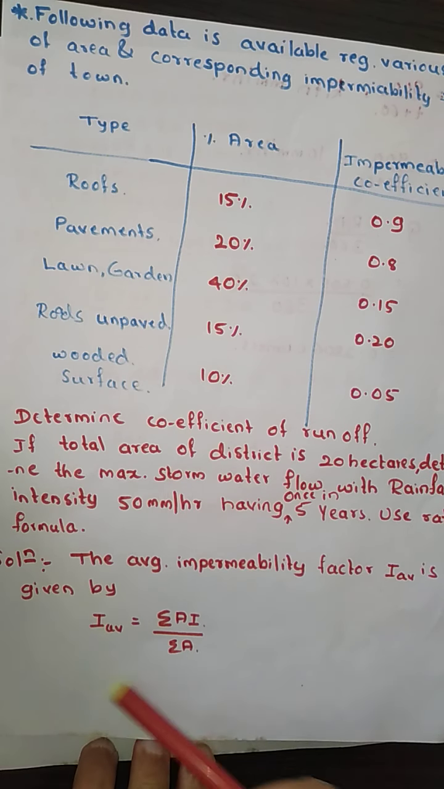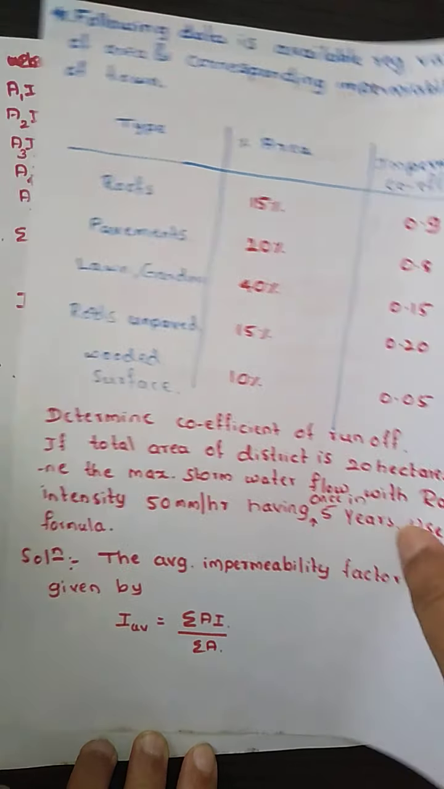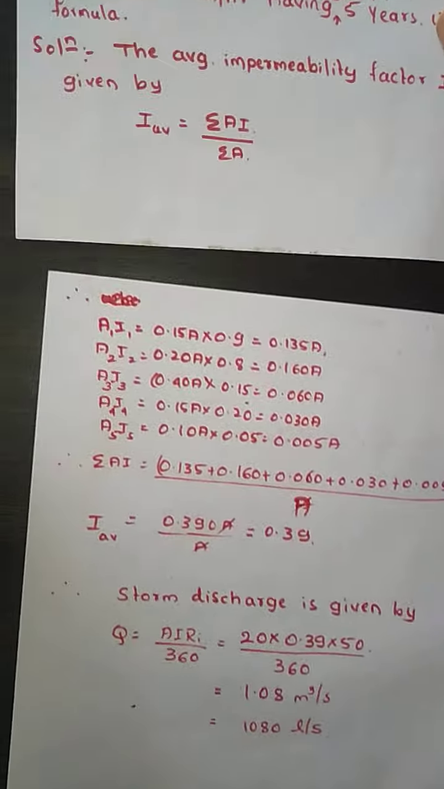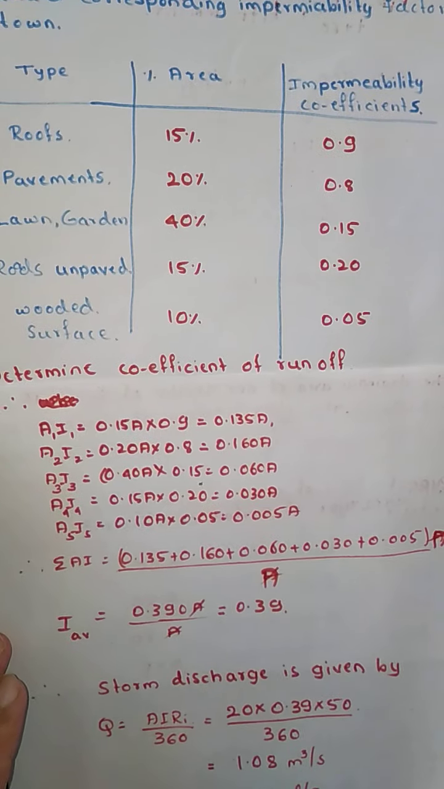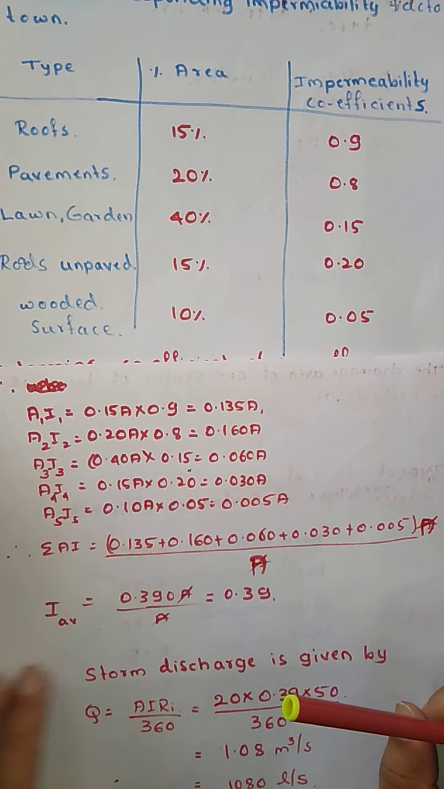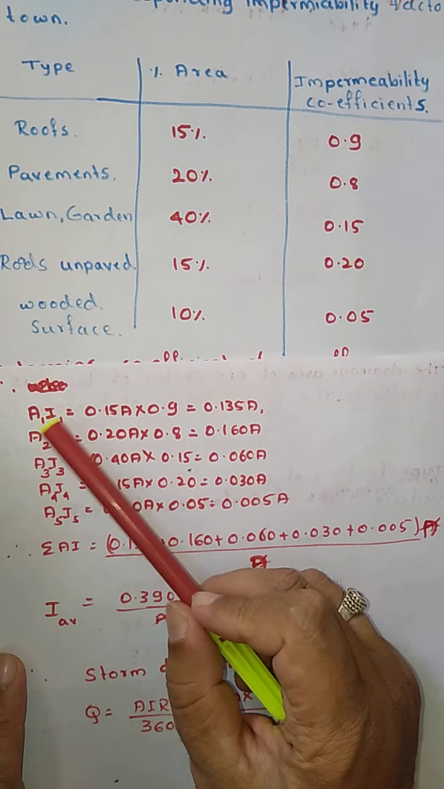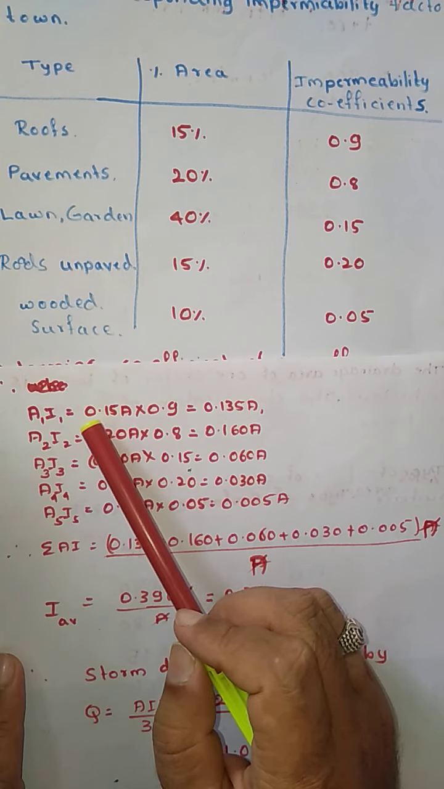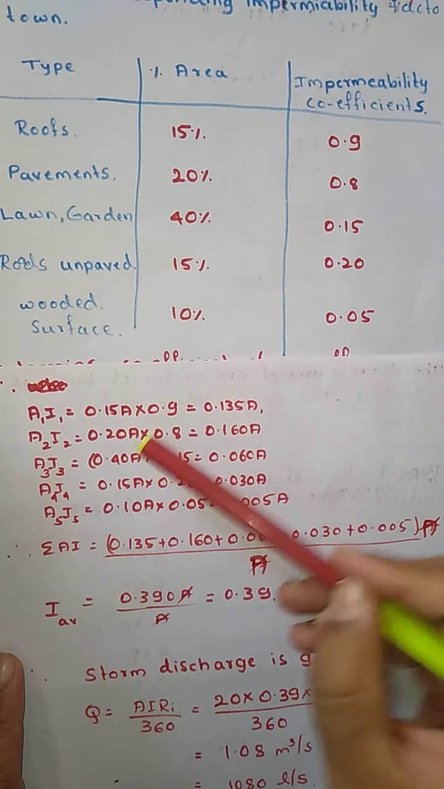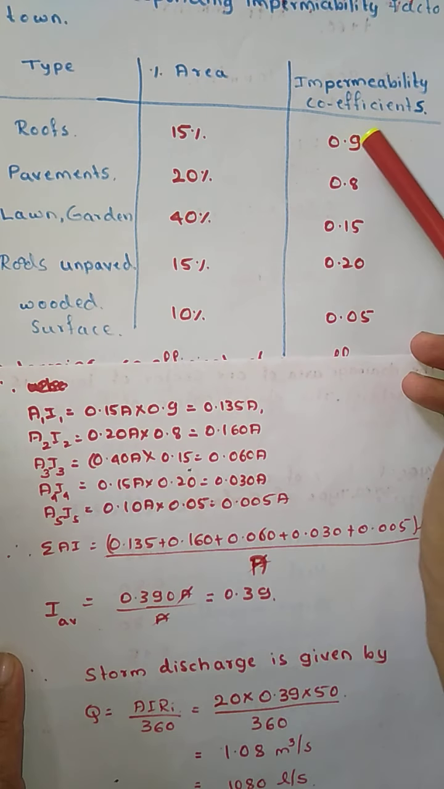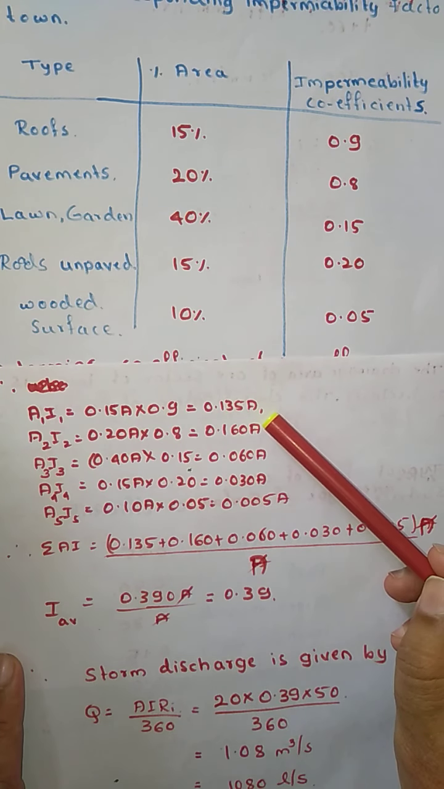We will see how we can find out the average impermeability factor. The formula that we are going to use is: average impermeability factor is sigma aI, multiply these and divide by the entire area. So we find it by sigma a into I. A1 is 15% of the area, that is nothing but 0.15A, into the impermeability factor I1 for roofs, which is 0.9. So 0.15 into 0.9 will become 0.135.